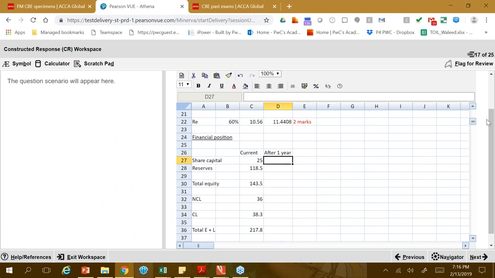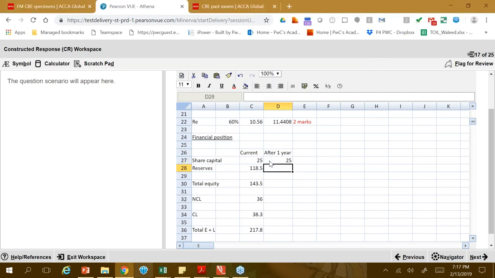Now I have some questions. The question is, will the share capital change here? So tell me, would the share capital change here when we are looking to raise financing of 20 million? No, yes, well done, agreed. The share capital will not change here. So this will remain as it is, 25.